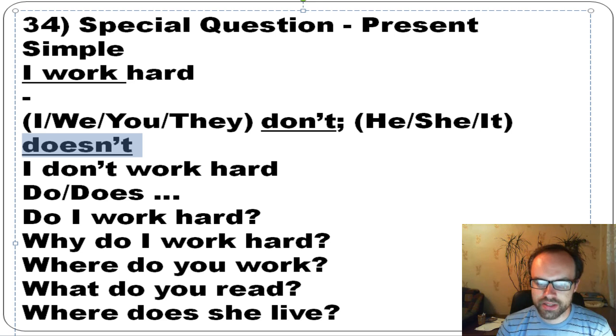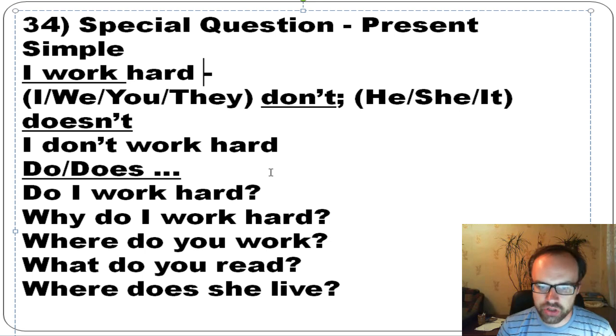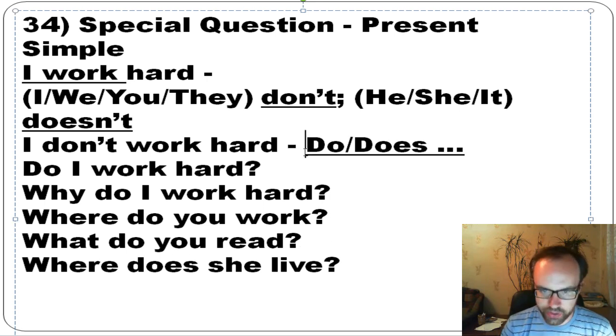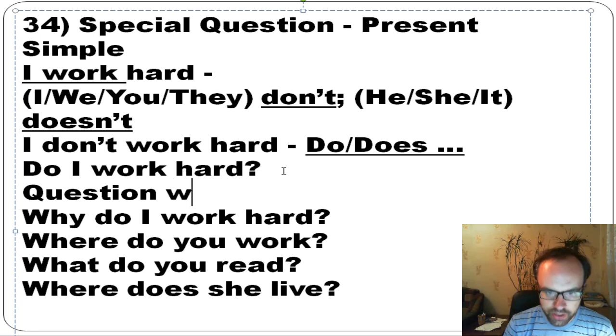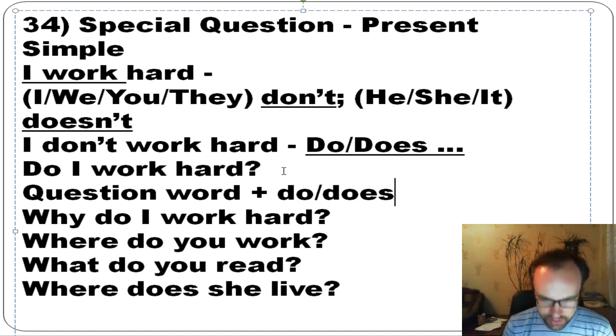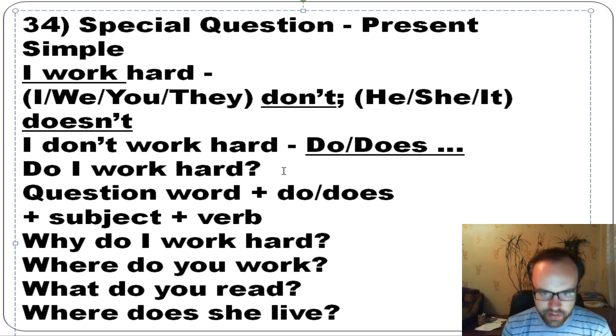If you want to ask a general question, you use do or does, you put it in the beginning. Look, do I work hard? Yeah, and really, how to ask a special question? So, you put a question word in the beginning. Then you use do or does. Then you use a subject. And then you have a verb.